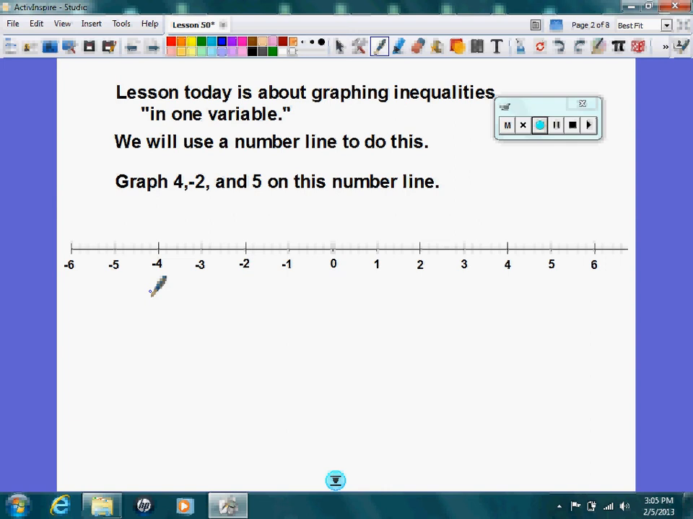Okay, we're going to graph the point 4. Well, that's a positive 4, so we'd come out to positive 4, and we would put a dot or a mark here at 4. Okay, let's change colors. Let's graph the point -2. Well, we would come to the left this time, because it's a minus, to the point -2, and we would put a dot or a mark at -2. And now we want to graph the point 5. Let's just make it green. So we come out to the right, since it's positive, come out 5, and put a mark at 5. Okay, so that's how we would graph those points on a number line.